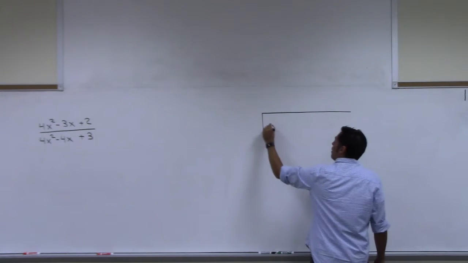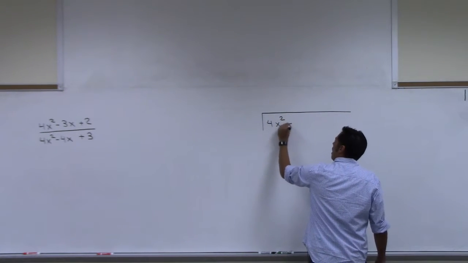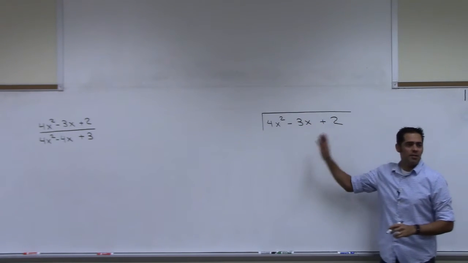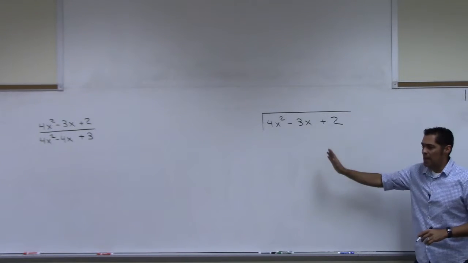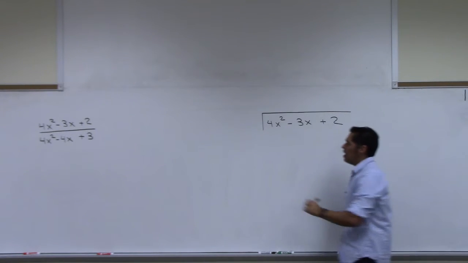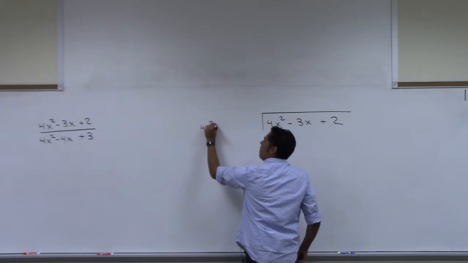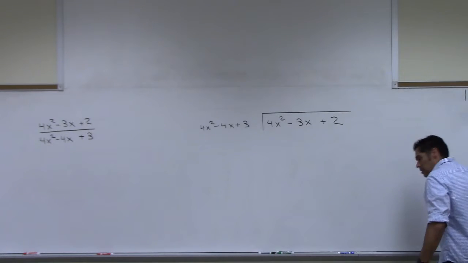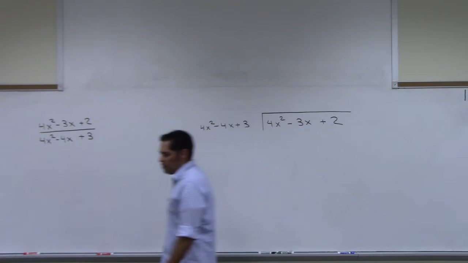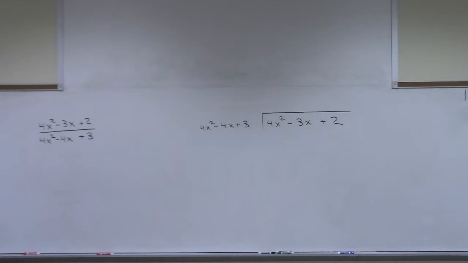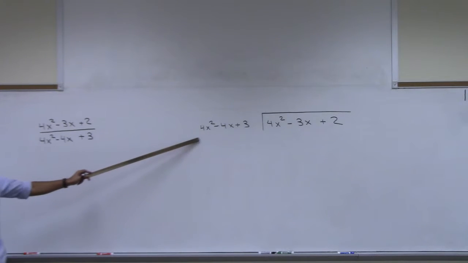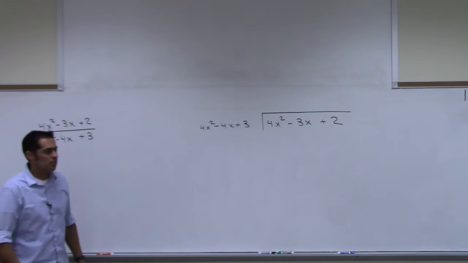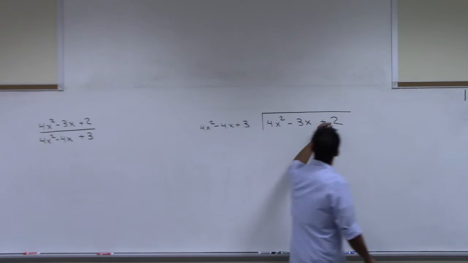I put the numerator in the division box. I do not have any spaces in here. I don't need to put any gaps in here because I have an x squared term, I have an x term, and I have a constant. On the outside, I get 4x squared minus 4x plus 3, right? And then we ask ourselves that question. What do we multiply 4x squared by to get 4x squared? 1. So I'm going to put 1 here.